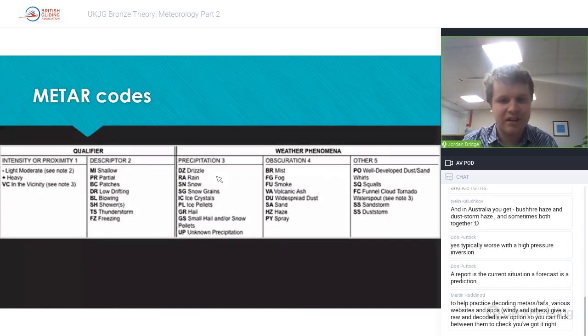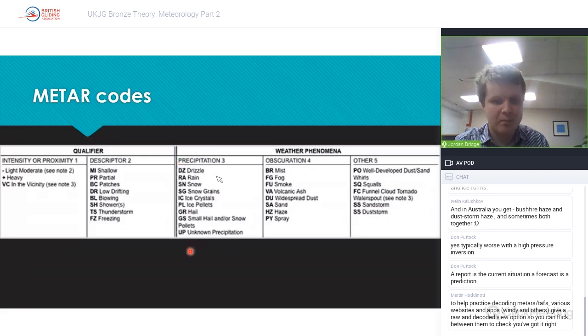METAR codes, I won't keep that on the screen too long. And thank you, Martin, for looking at the decoding of these ones. There are quite a few. If you just type METAR TAF or things like aero weather and stuff, I won't plug anything because not all the apps have had a particularly good run over the winter. Some of them have had data connection issues. But certainly you can decode a lot of what's going on via these sorts of apps.